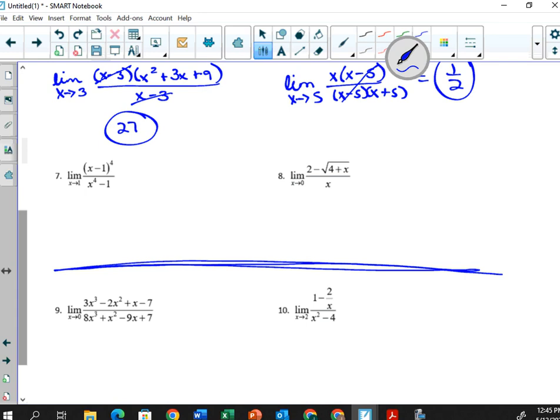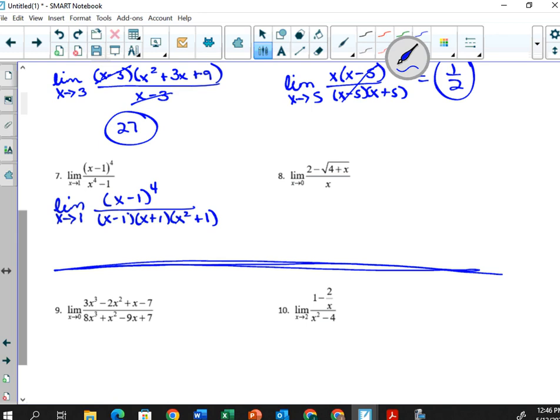Number 7. The numerator I'm just leaving alone, x minus 1 to the 4th, because you still are not going to be multiplying by 0. The denominator, guys, what does that factor into? X squared plus 1. Yeah, so it's x squared minus 1, x squared plus 1, and then you can go farther with the x squared minus 1. So you should have x minus 1, x plus 1, x squared plus 1. Make sure your factoring is correct there.